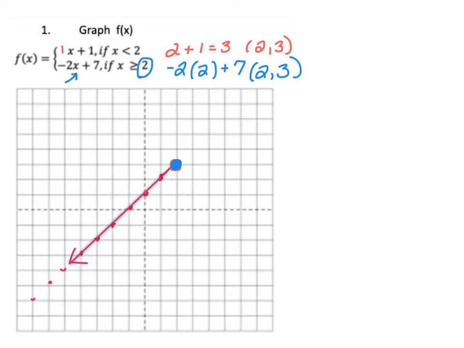And I am again going to use my knowledge of slope. So from this ordered pair, I'm going to count a slope of -2, which would be down 2, right 1. And then I will connect it with another ray. And there's my completed piecewise function. Again, it's a function because it passes the vertical line test.